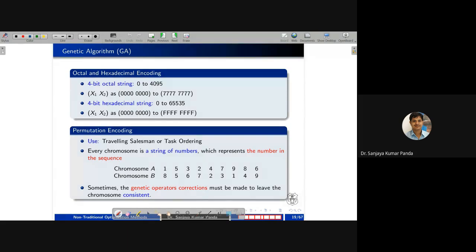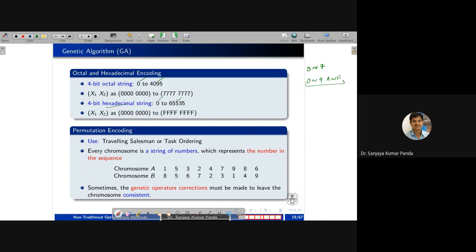Now you can see here I have taken octal, 0 to 4095. Octal means the values are in the range of 0 to 7, 8 values. Similarly, you can take the values in the range of 0 to 65,535. That is nothing but 0 to 9, then A to F, A, B, C, D, E, F, right? So total 16 values are there. That's why you call it hexadecimal.